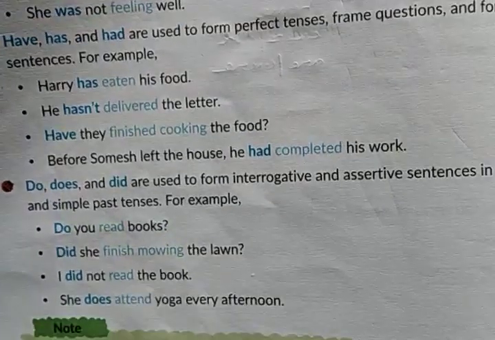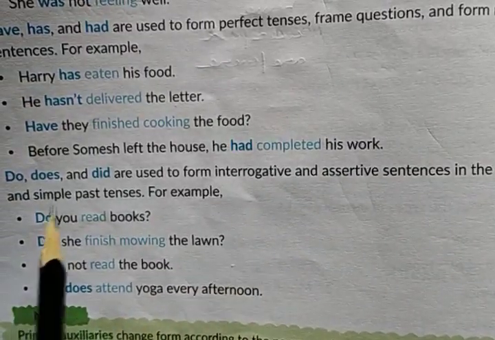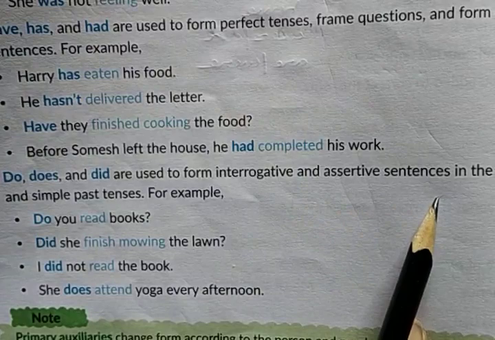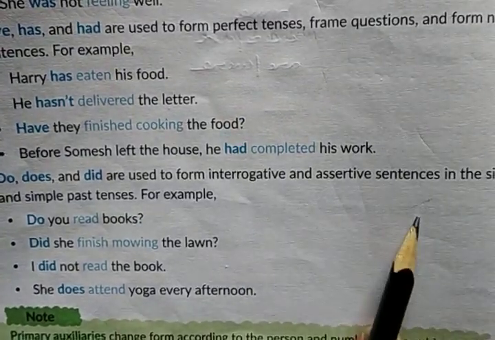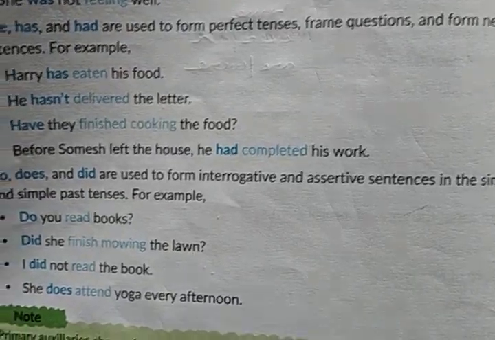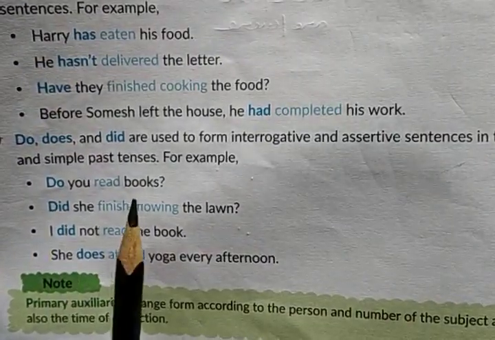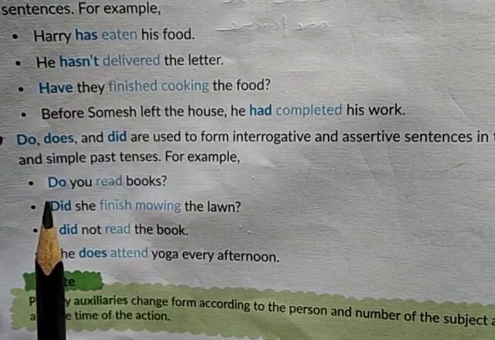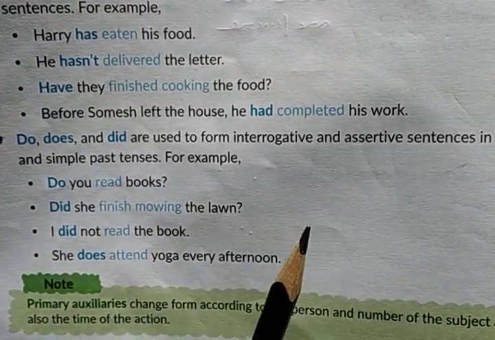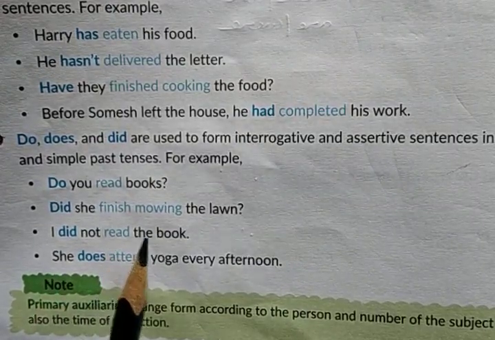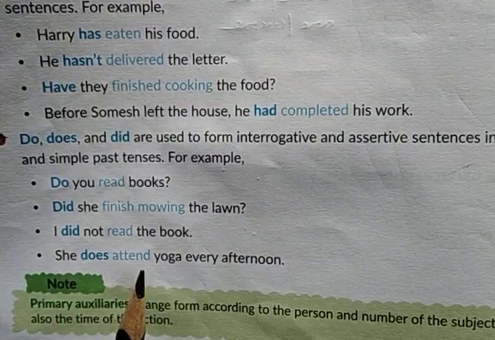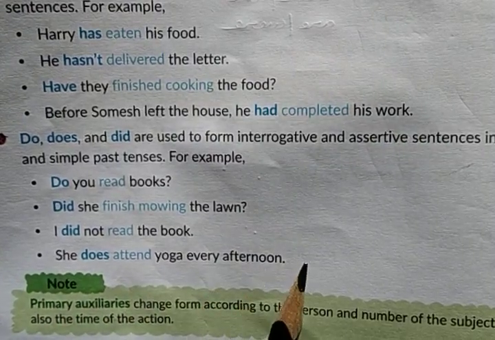Do, does and did are used to form interrogative and assertive sentences in the simple present and simple past tenses. Okay, let's see. "Do you read books?" So "do" is used to form an interrogative sentence. "Did she finish mowing the lawn?" "I did not read the book." "Did" is used to form a negative sentence. "She does attend yoga every afternoon."